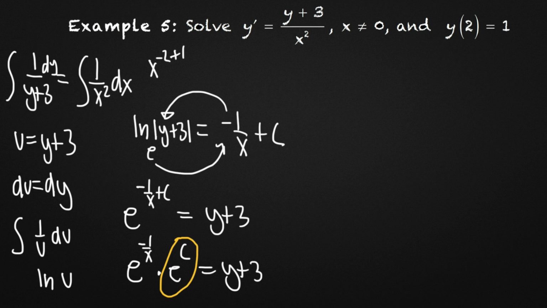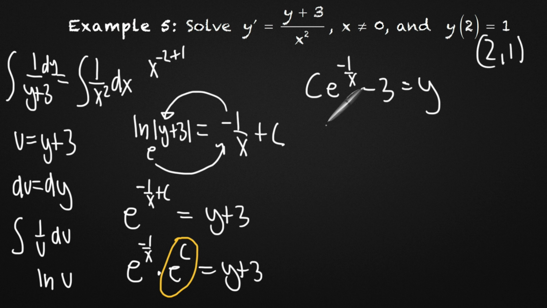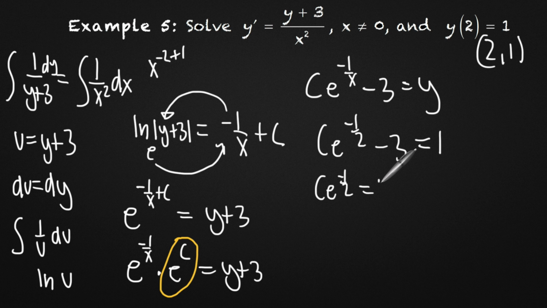So therefore, I'm going to rewrite this as c e to the -1 over x minus 3, so I'm going to move the 3 over, equals y. Now I'm going to plug in my initial condition. So when x is 2, y must be 1. X is 2, so c e to the -1/2 minus 3, and y is 1. So c e to the -1/2 equals 4.